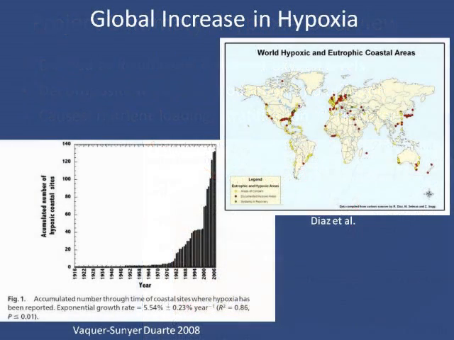Then there is a global increase in hypoxia, as shown on the graph on the left, in the numbers and reports over the years. The map on the right shows how widespread the problem is, and it's becoming more widespread as the population grows.